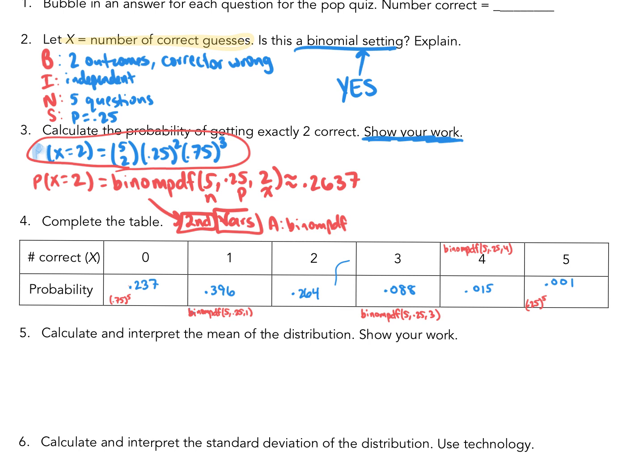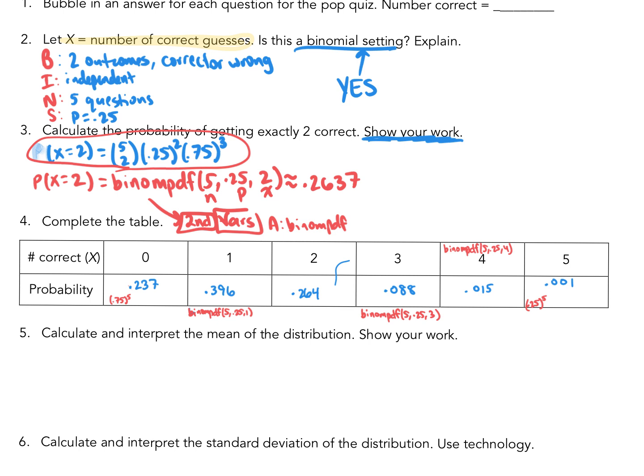For exactly 1 correct, you should get 0.396. Again, you can either use the binomial formula or use binomial PDF. For 2, we already found that one and just rounded to the 3rd decimal place instead of the 4th. For number 3, approximately 0.088. For exactly 4 correct, 0.015, and then for 5 correct, we could just do 0.25 to the 5th power if we would like to.